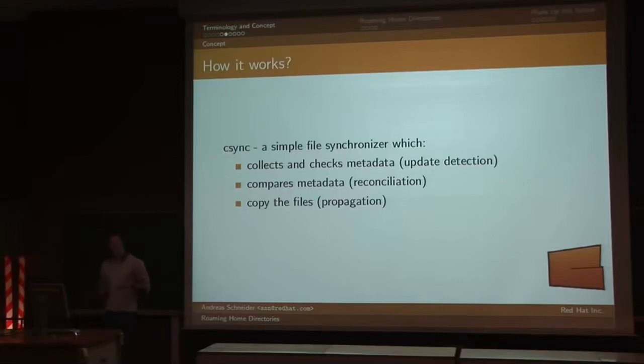After that, for example, if you synchronize a Linux client and the server, then you do the update detection on your client and then on the server. The next step is that you compare the metadata, so you know what you have on the client and on the server. You compare them and decide which files need to be synchronized in which direction. And the final step is then simply to copy the files, which is called propagation.